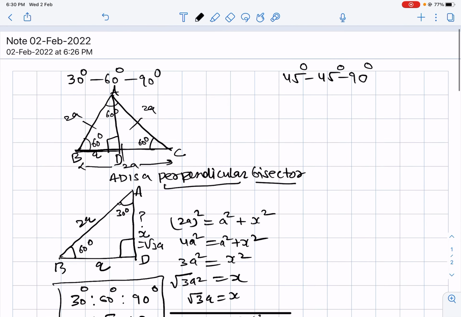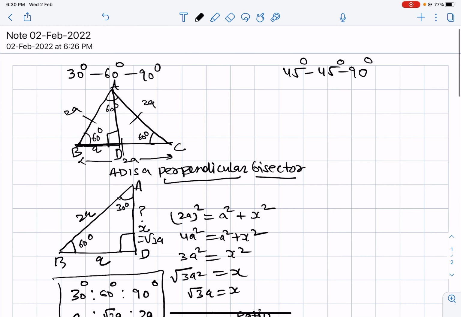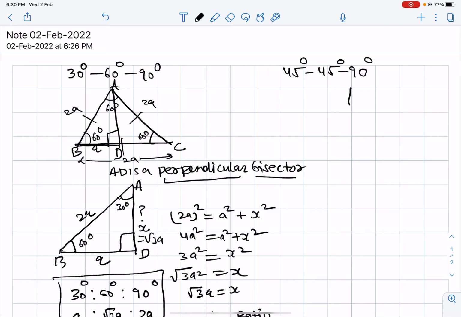So now the next one is 45, 45, 90. And to do that, we are going to draw a right angle triangle, which is an isosceles right angle triangle. So this is 90, and which means this is 45 and this is 45, which means this side is equal to this side. And let's say this is a and this is a, which means this side we can find using, let's label it again, A, B, C.